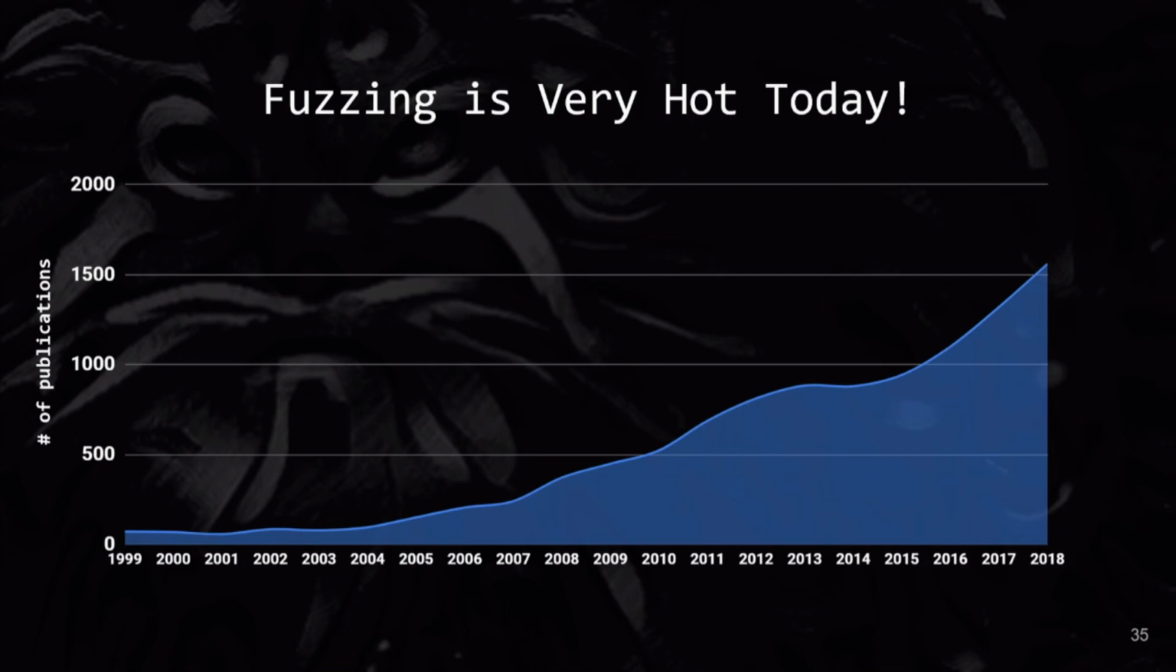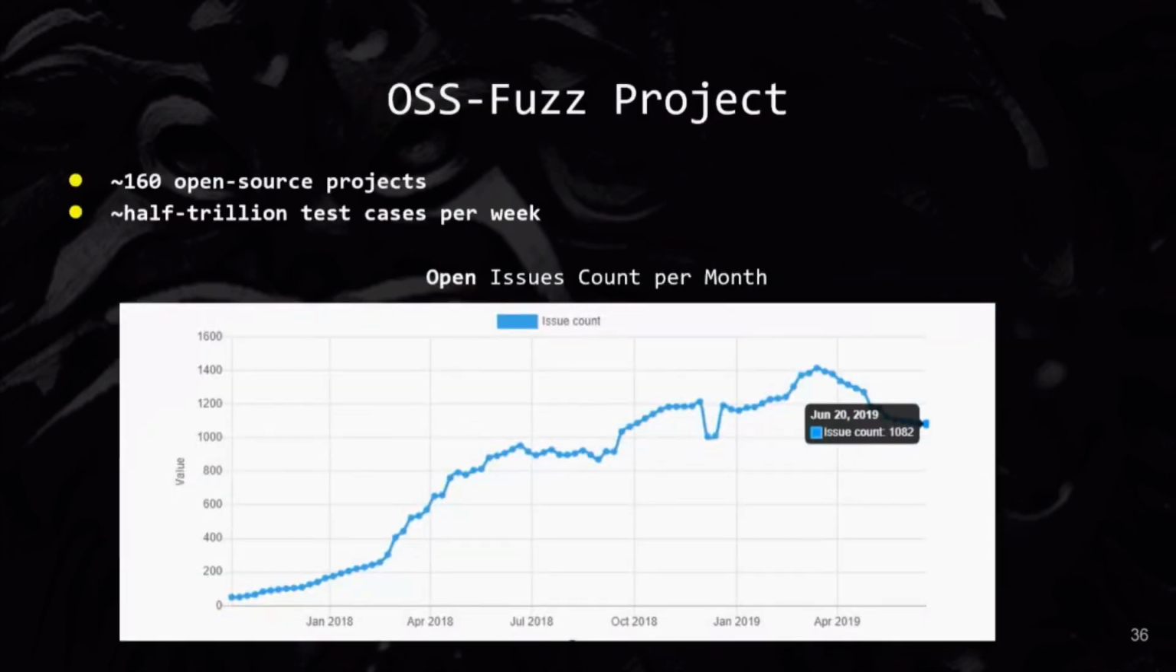A lot of people play with fuzzing, and a lot of companies invest in this technology. Google even has an OSS-Fuzz project where they integrated fuzzing within the software development lifecycle of 160 open source projects. They use a lot of CPU power, and they have already identified 1,000 memory corruption issues by generating 500 billion test cases per week.